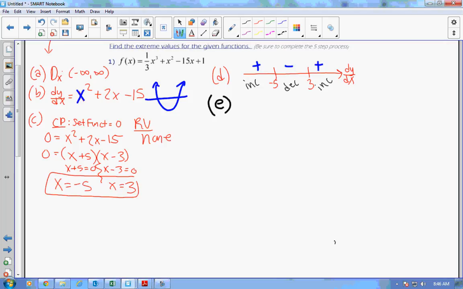X equals negative 5. If we're changing from increasing to decreasing, it would be a maximum. And this one is changing from decreasing to increasing, so it would be a minimum. Now the question is, is it a local or is it an absolute?